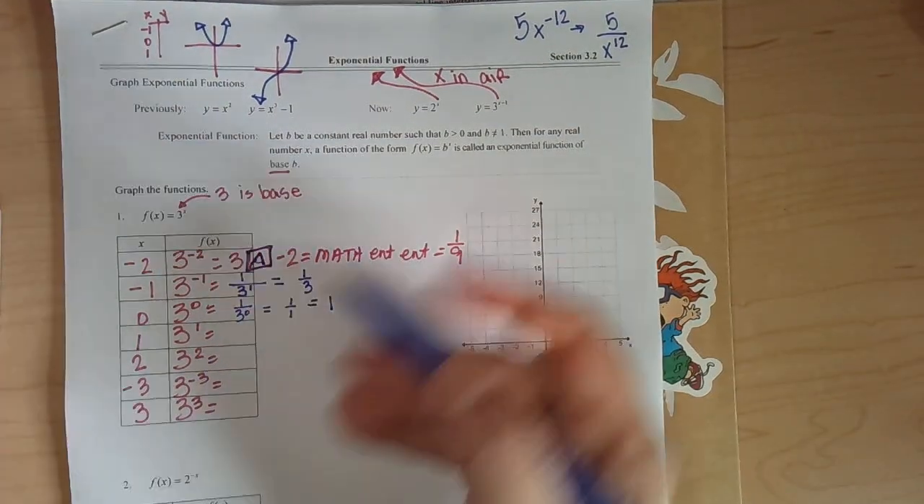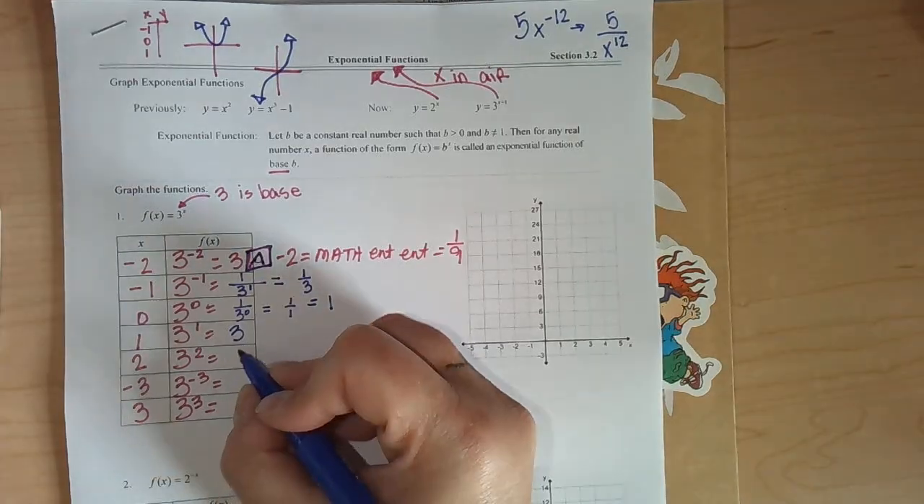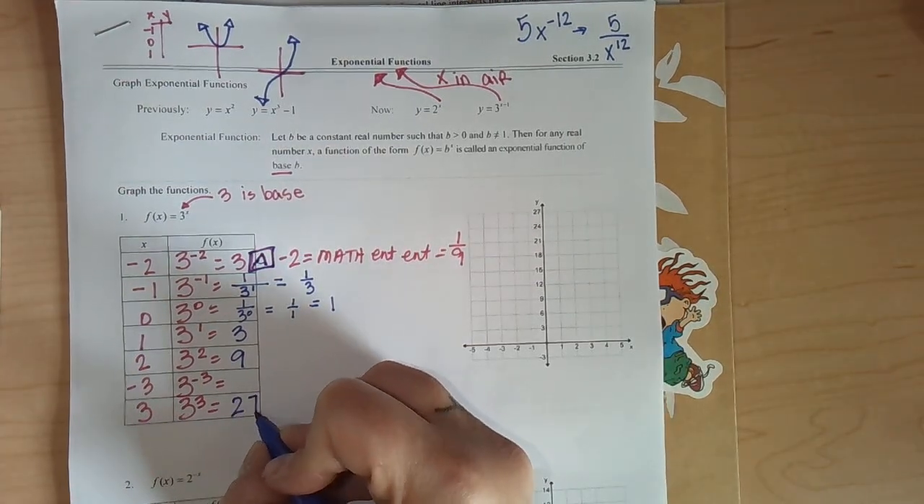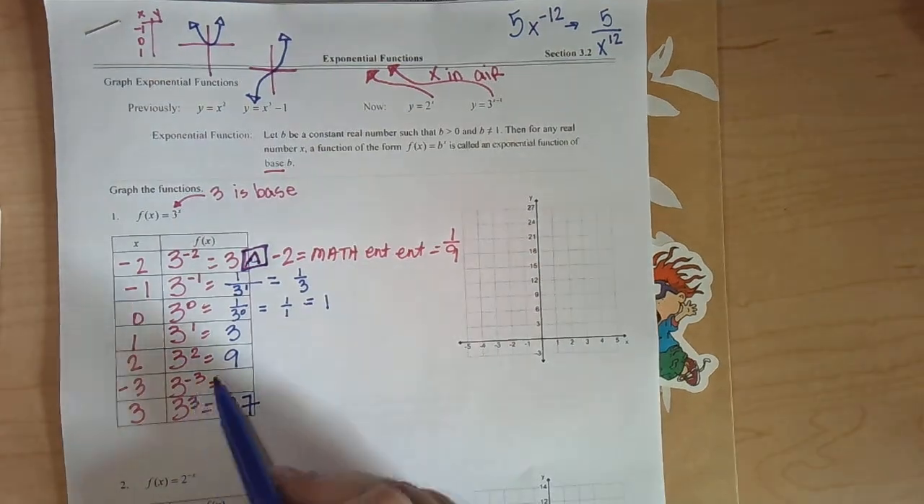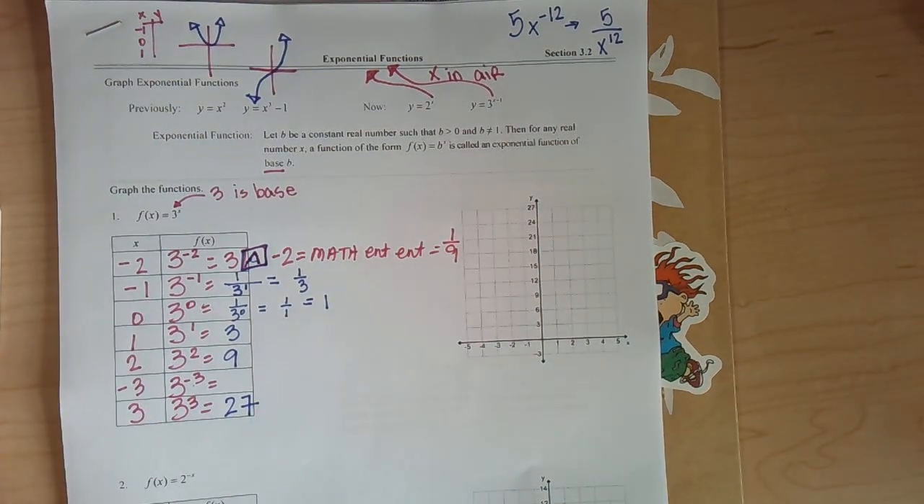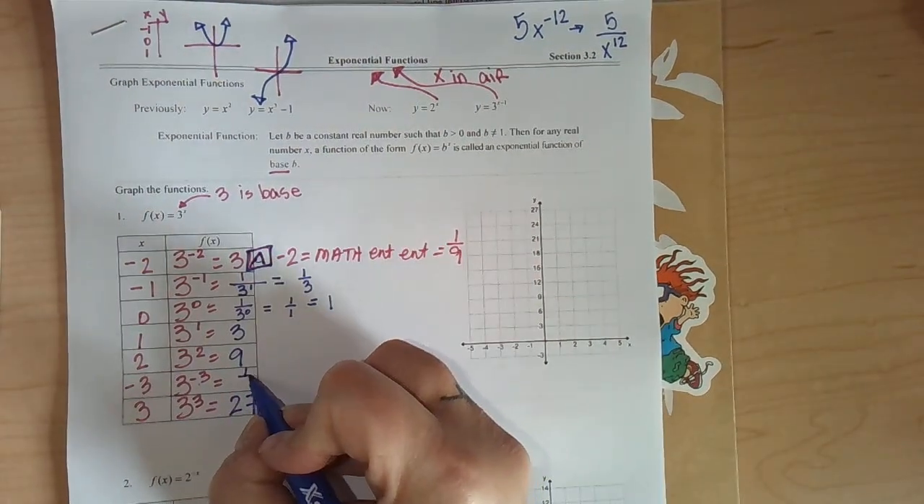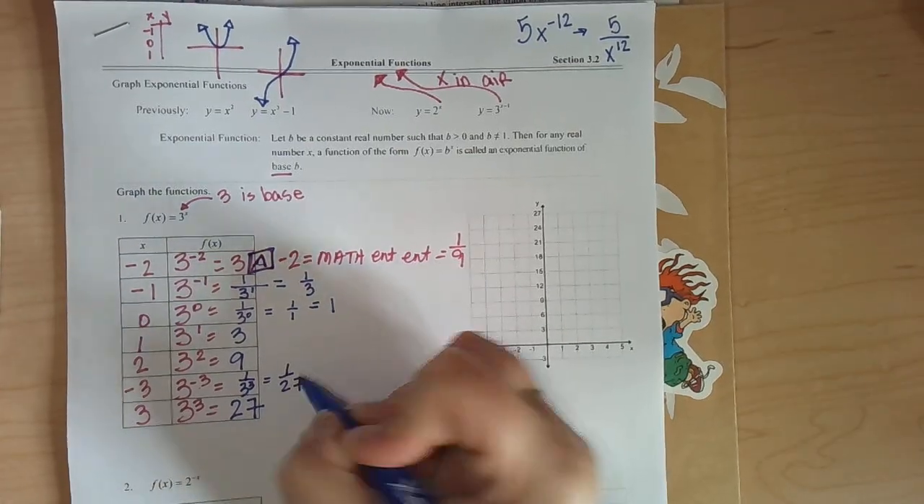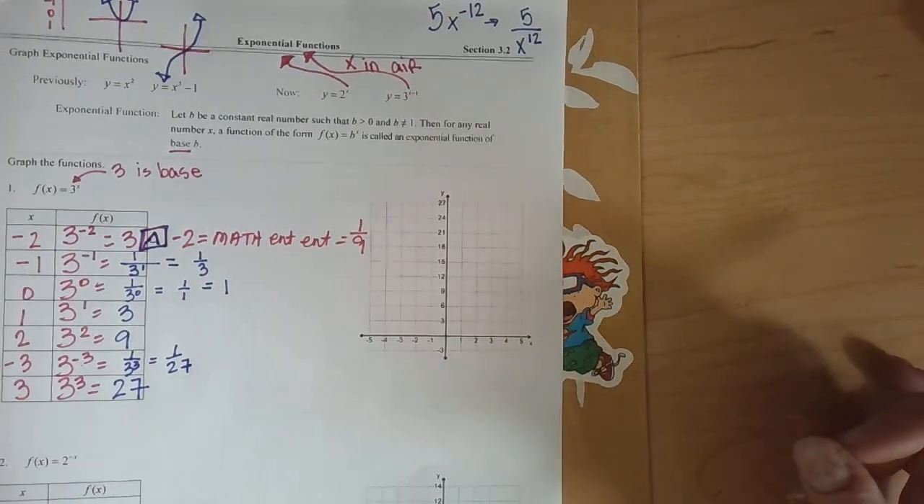Okay, then 3 to the 1, we know what that is. It's 3. 3 to the 2, we know what that is. 9. 3 to the 3, that's 27. Well, what's 3 to the negative 3 then? It's 1 over 3 to the 3, or 1 over 27. Okay, let's draw this.